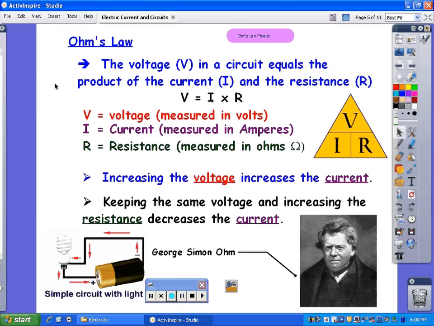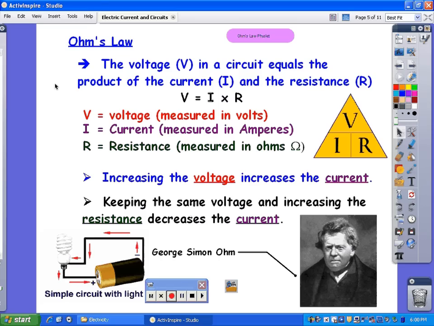So now, this is what we've been working on. Ohm's law. You can see the guy down here in the bottom right, George Simon Ohm. He's the guy that came up with this principle. The voltage V in a circuit equals the product of the current I and the resistance R. It's a simple formula. V is equal to I times R.